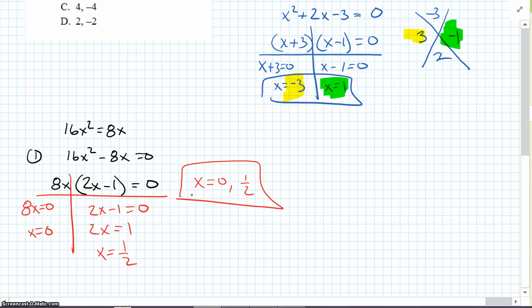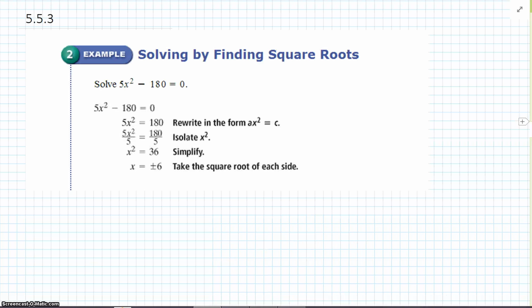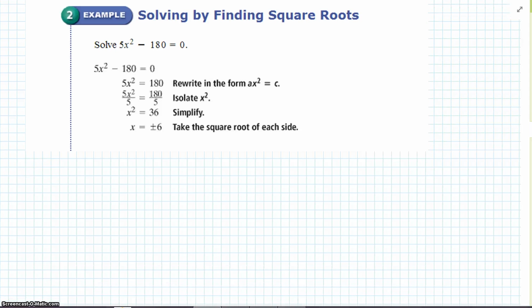Okay. Moving on. Finding square roots. Notice our b value is 0. Remember, what are we ultimately trying to do? We're always trying to solve for our variable. So you look, how many terms is our variable in? Just one. So let's simplify. So I got 5x squared minus 180 equals 0.